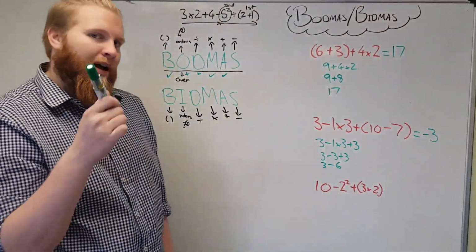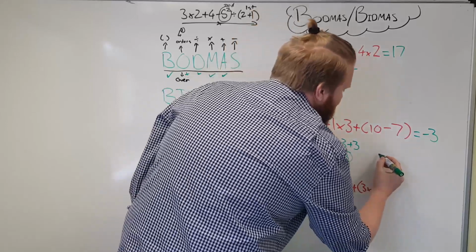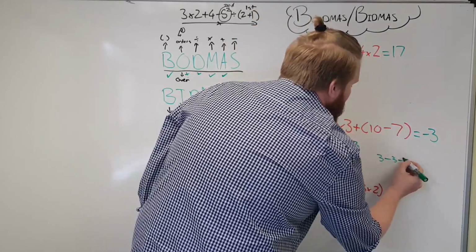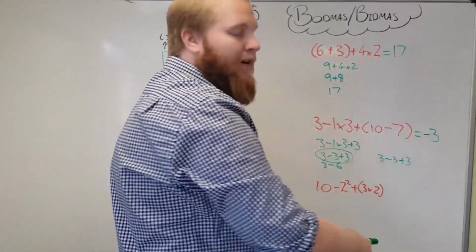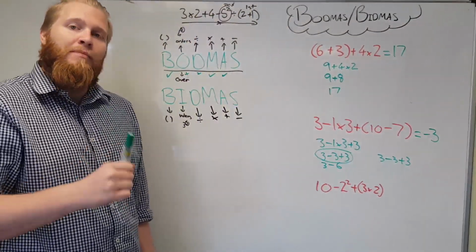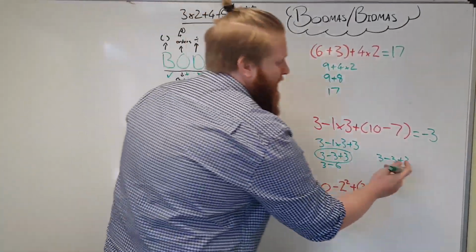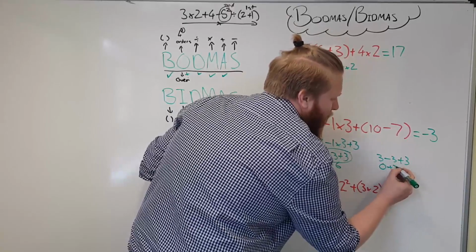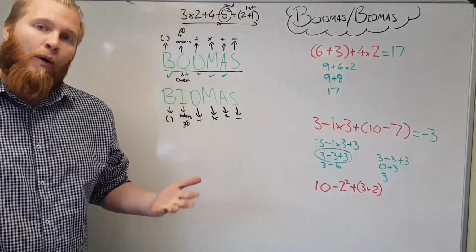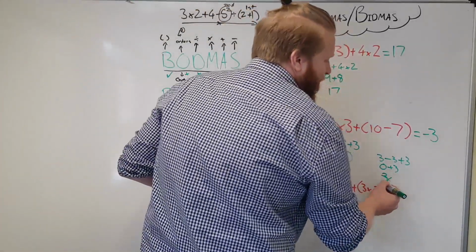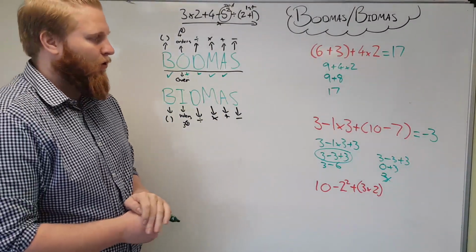Okay, now this is why it's very important. Let's have a look at this stage here. We had 3 take away 3 plus 3. Now, we got our answer as minus 3. If we hadn't used BODMAS, we'd have got a different answer. If we just look from left to right, let's have a look. 3 take away 3 is 0. 0 plus 3 is 3. That would have got a different answer. That's why it's very important that we know these for when the questions come up.